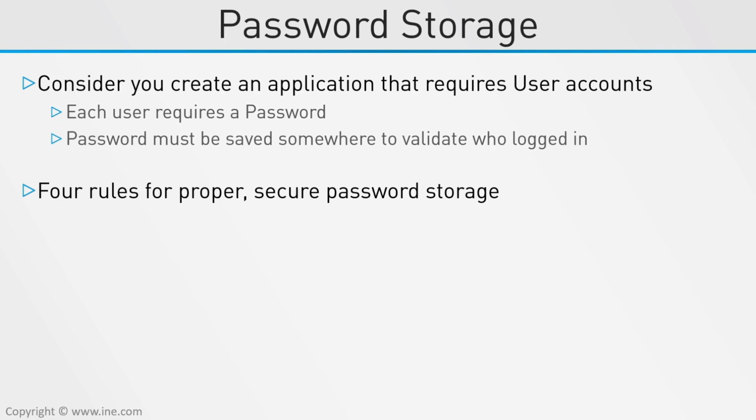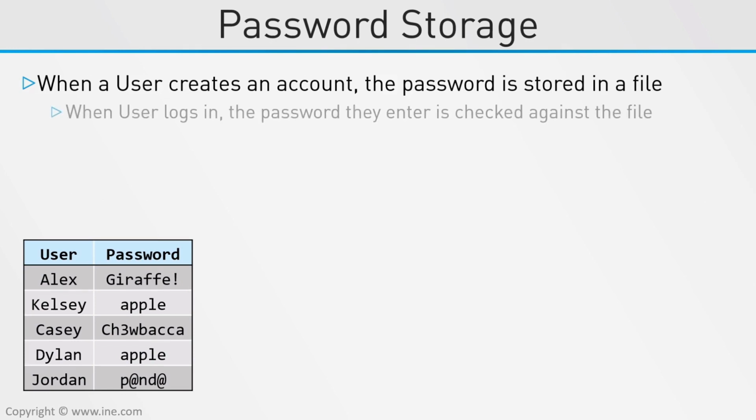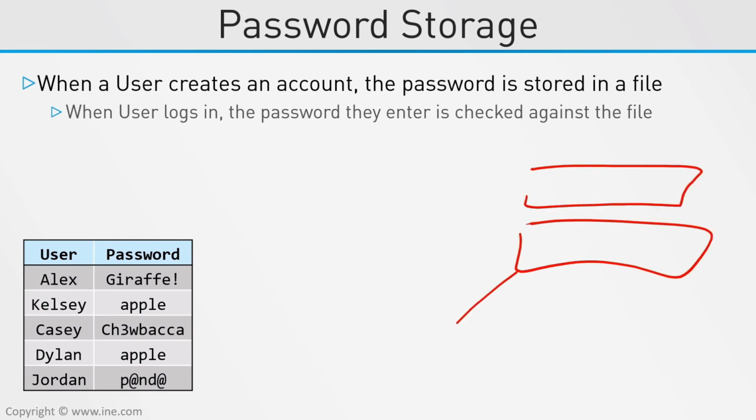There's essentially 4 rules that you have to keep in mind when you're considering secure password storage. So when your users first create the account, they're going to input a password that they want to use. And you're going to store this password somewhere in a file. The idea is when the user logs in later on in the future, you can check the password they put in against the passwords in your file. They'll have a little username and password box, and then whatever they put in here, you can validate against what you have in here.